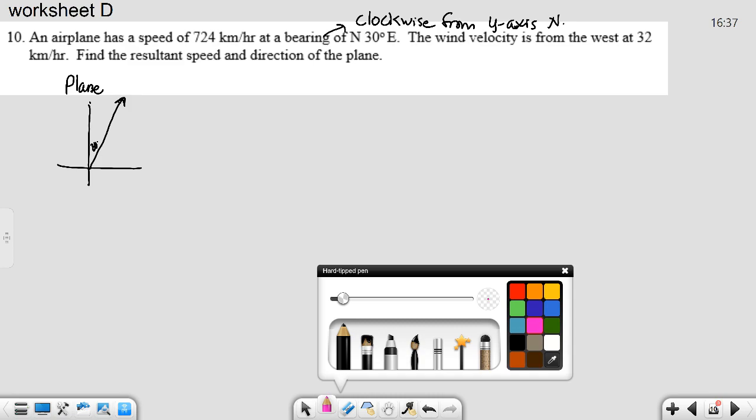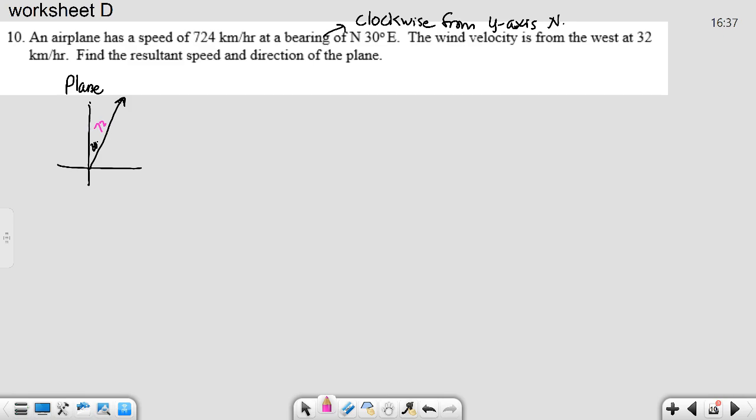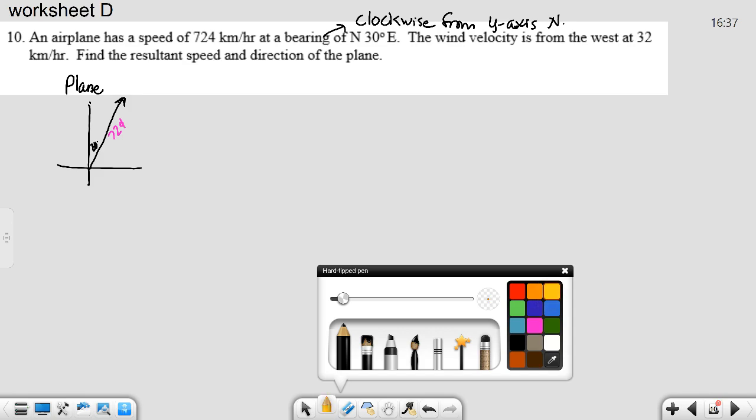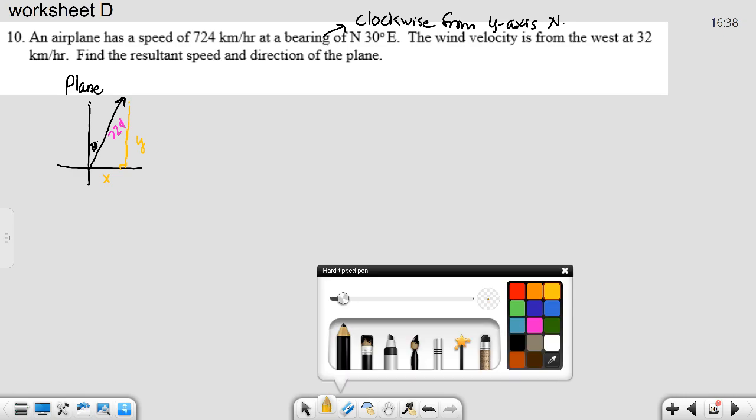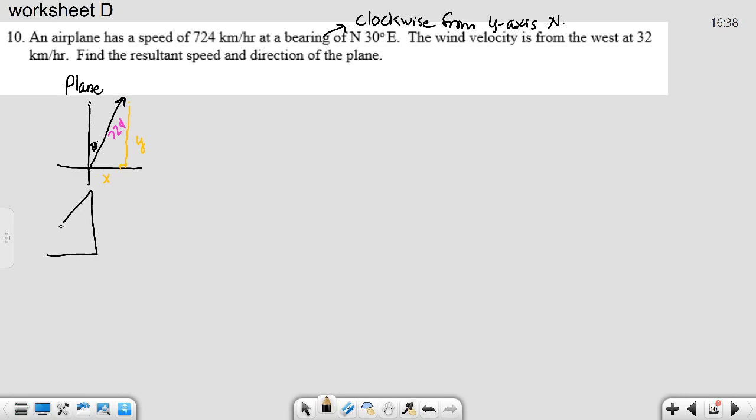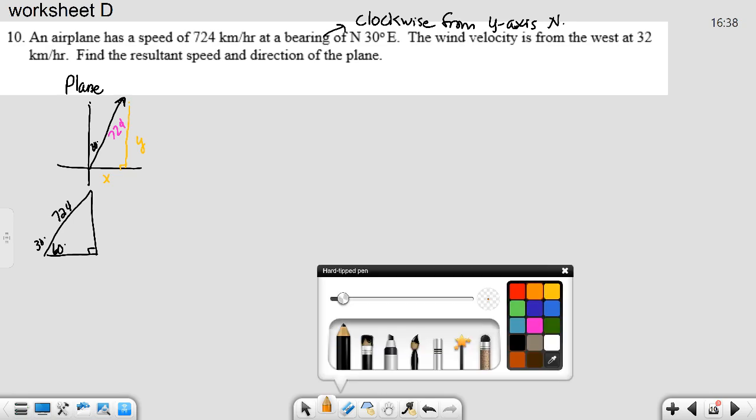I know that its speed is 724 kilometers per hour. Let's stick that on the outside so we can see it a little better. In order to solve this problem, we are going to drop our perpendicular down on the outside, so I can still find my horizontal and vertical components that way. Here's our triangle now. Here's my 724. 30 degrees is on the outside, so that means I have 60 degrees in the bottom interior corner close to the x-axis. There's my 90. And now I can determine sine and cosine a little better.